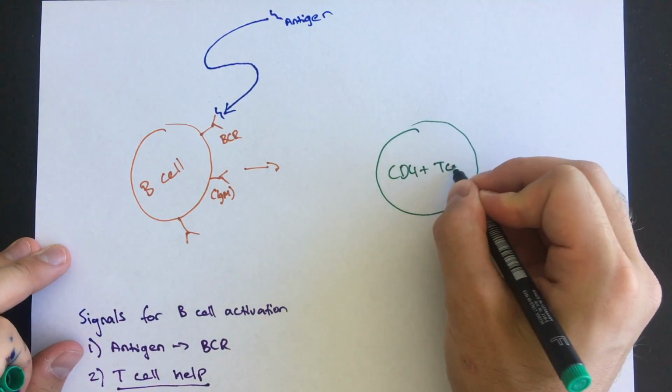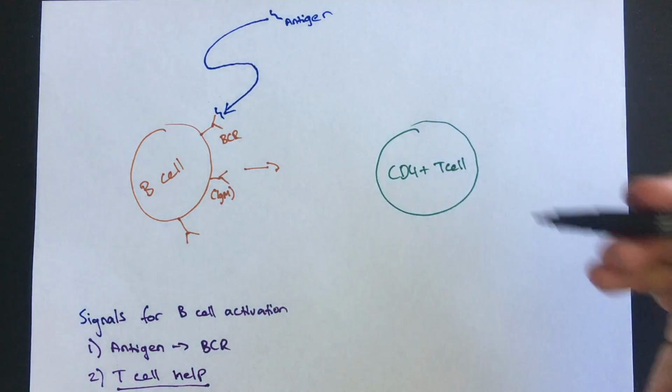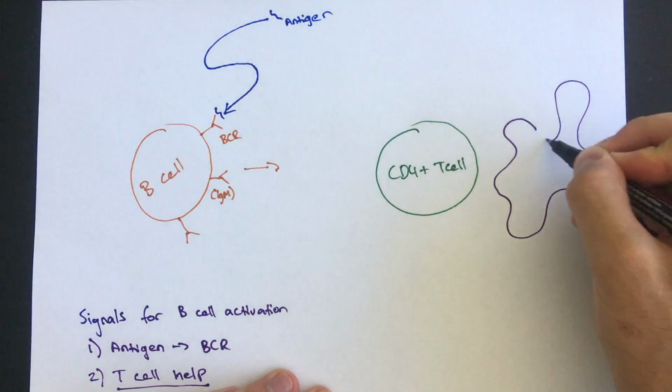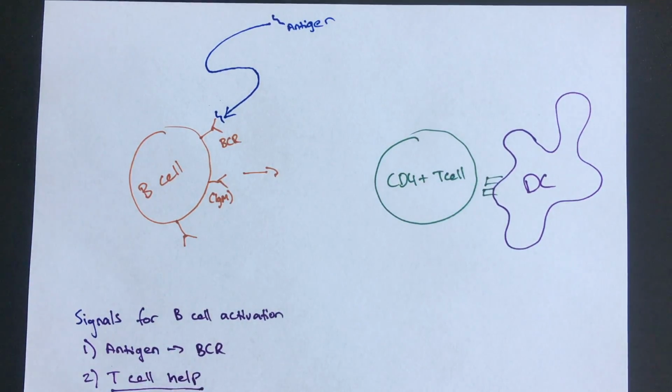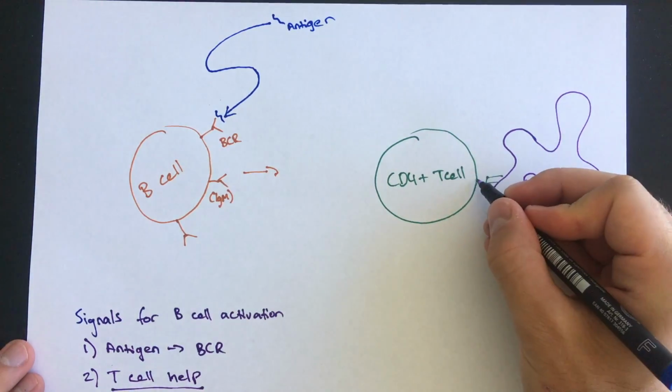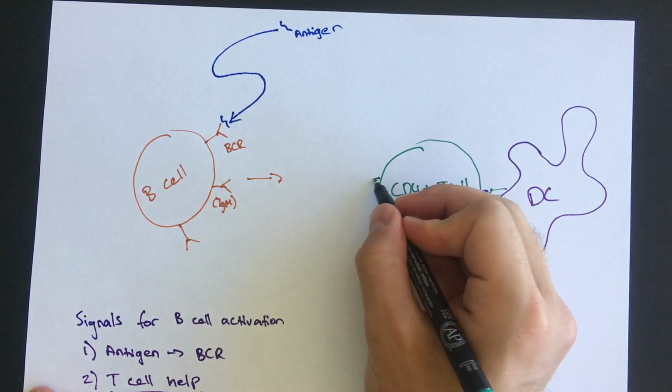Now, the CD4 positive T cell that is involved has already been activated by a dendritic cell bearing peptide antigen with MHC class II molecules. For further explanation of this particular process, please visit our other immunology tutorial. This activated T cell will also migrate towards the B cell.